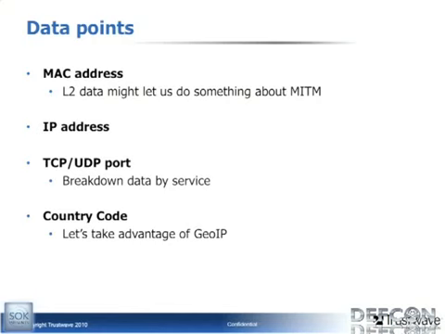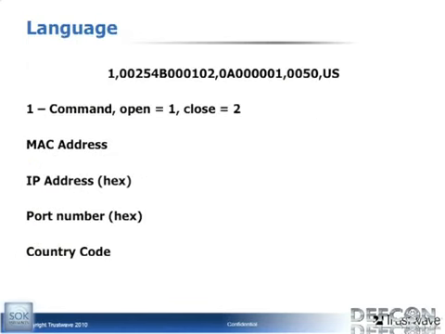So data points. Here's what I'm sending: MAC address, IP address, TCP or UDP port, and country code. Here's what it looks like. I can say I wrote my own protocol, but really all I did was take 1 for open, 2 for closed, and then put a bunch of other stuff in hex, separated by commas. So if you could call that a protocol, yeah. When I'm trying to show off in front of the girls, I say I wrote my own protocol. But really, you guys know the truth. It's just that many characters across the serial link.